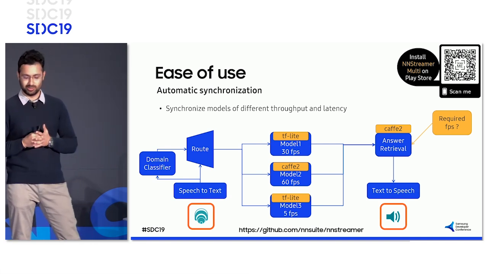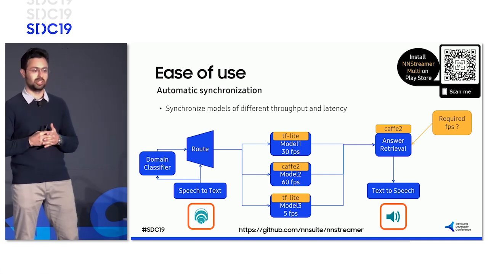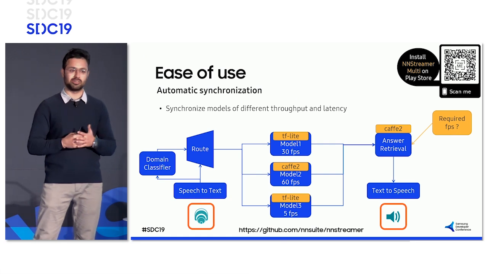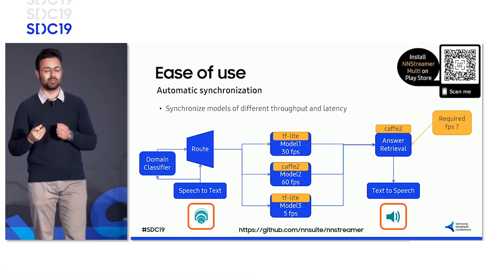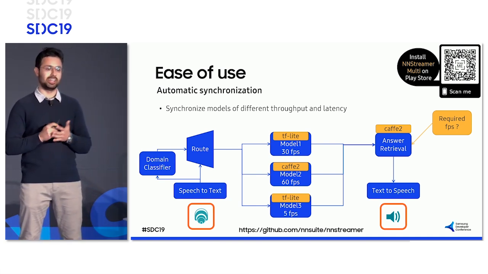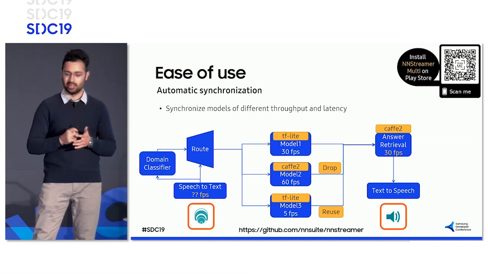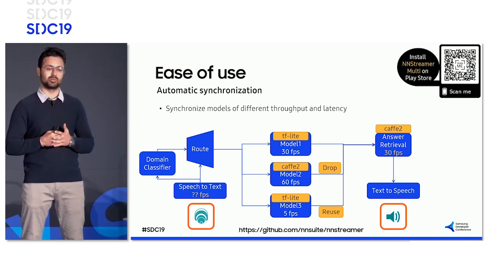Now in this scenario, model 1 runs at 30 frames per second throughput, but model 2 and model 3 are running at different throughputs. So in this case, answer retrieval module, we can specify what throughput do we require here. And NNStreamer, in that case, will automatically do the synchronization of the outputs of these models.